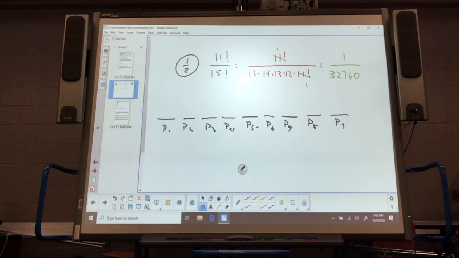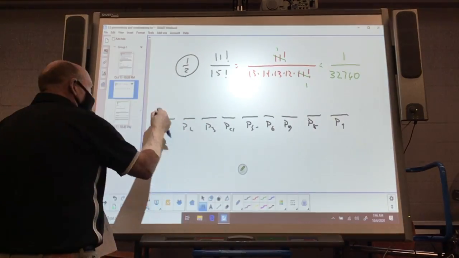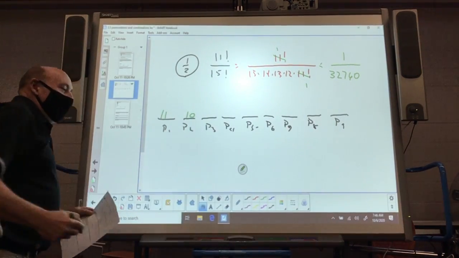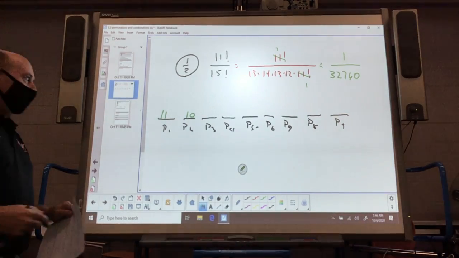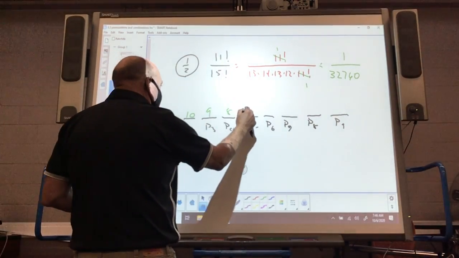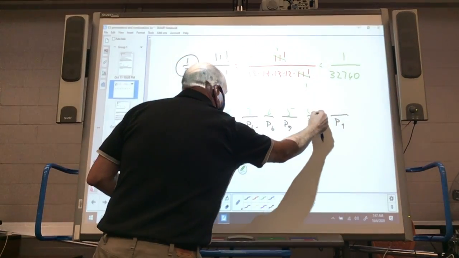If I'm filling in the first blank, how many people can go in the first blank, Mitchell? 11 of them. In the second place, Andrew Wyckoff, how many can go in the second place? 10. So we have 11, 10. Then how many in the third? Well, we can just keep going down the row here: 9, 8, 7, 6, 5, 4, 3.